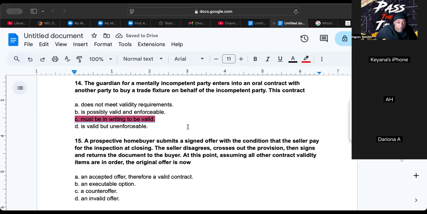So it says a guardian for a mentally incompetent party enters into an oral contract with another party to buy a trade fixture on behalf of the incompetent party. This contract, A, does not meet validity requirements. B, is possibly valid and enforceable. D, is valid but unenforceable. We need to get rid of one.